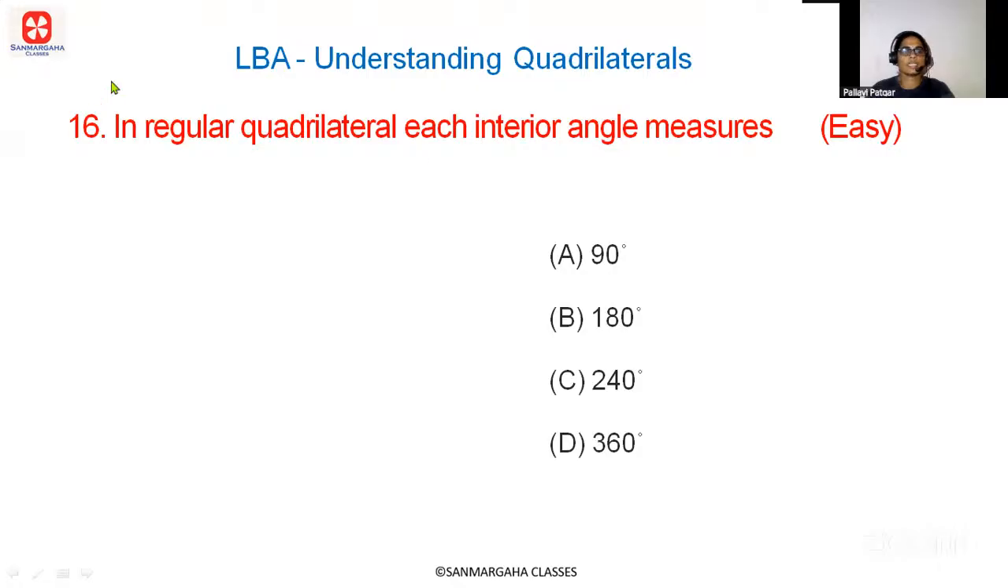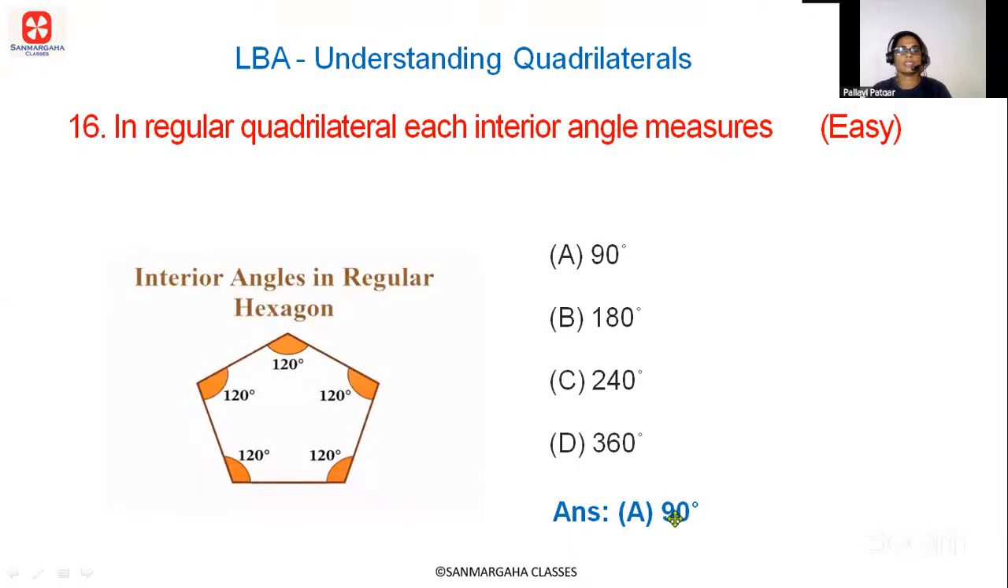In this chapter, look at the question number 16. In regular quadrilateral, each interior angle measures: option A, 90 degree; B, 180 degree; C, 240 degree; D, 360 degree. Okay. So here, in a regular quadrilateral, what will there be? 4 equal sides. So the length will be equal, also the angles will have equal measure. Okay. So here first, let us look at the total sum of the interior angles.